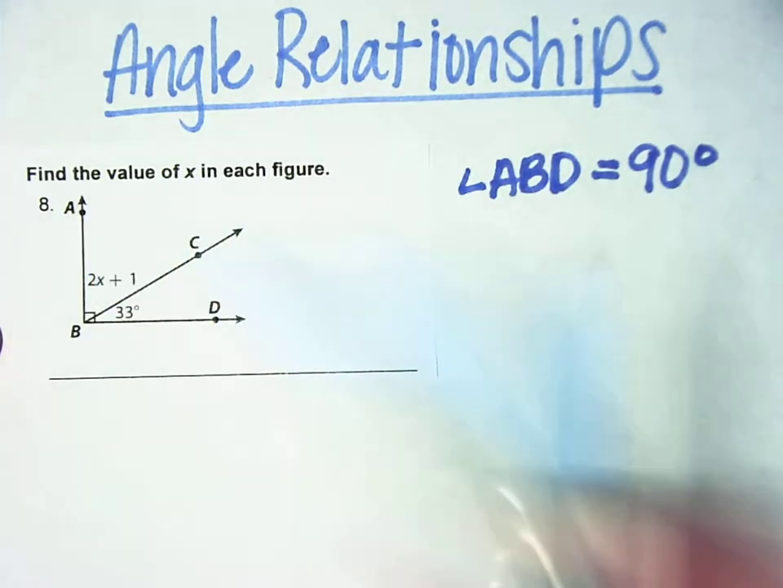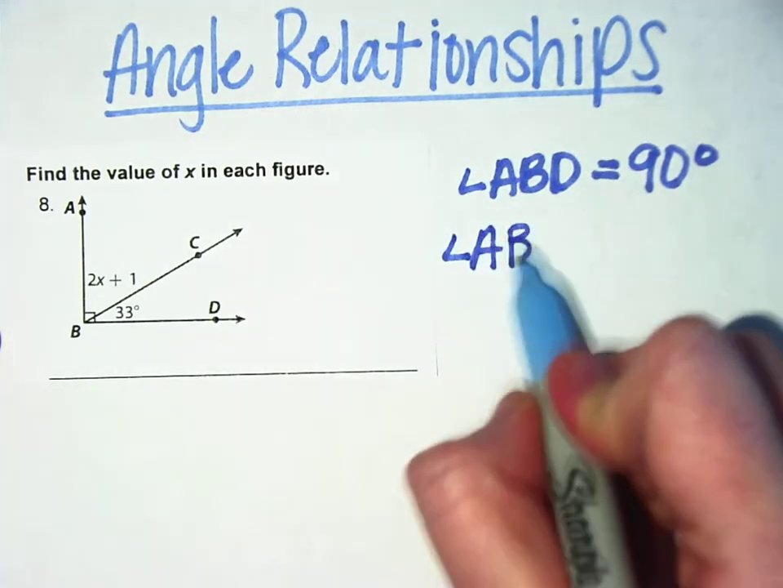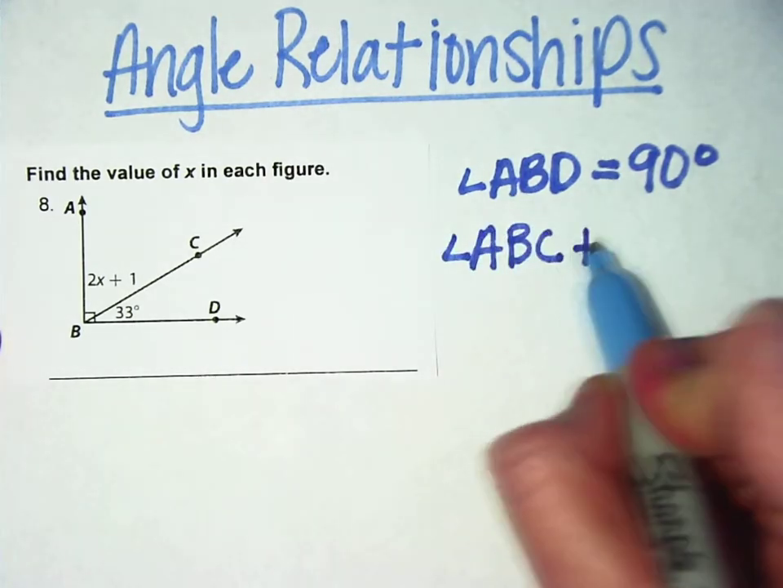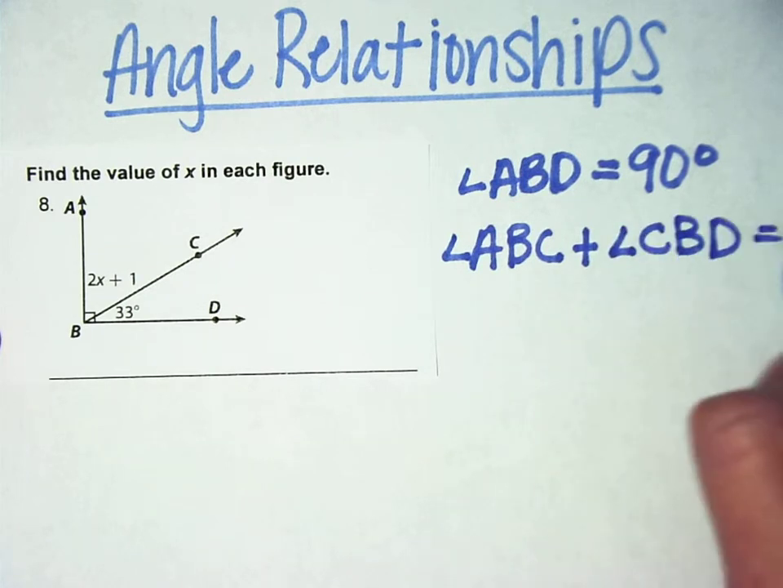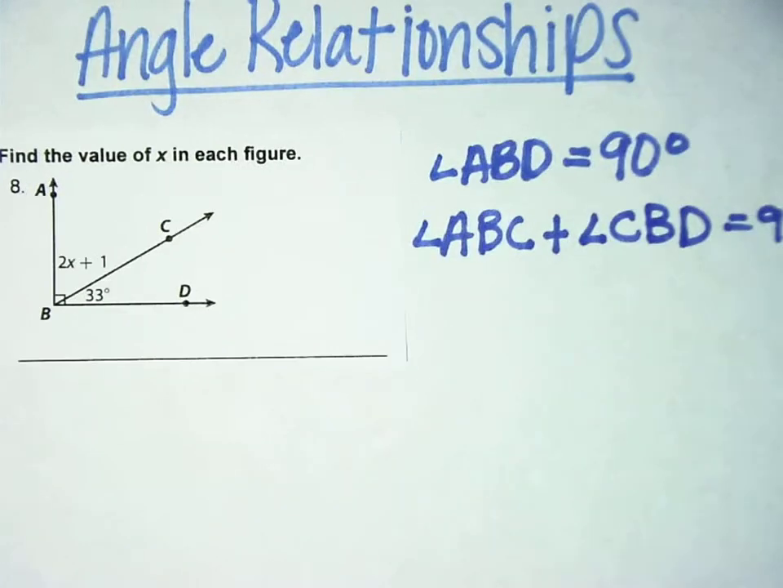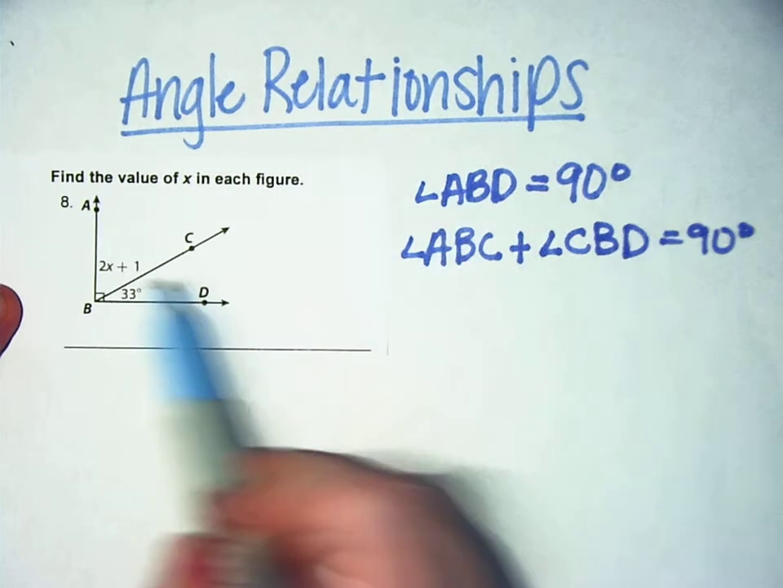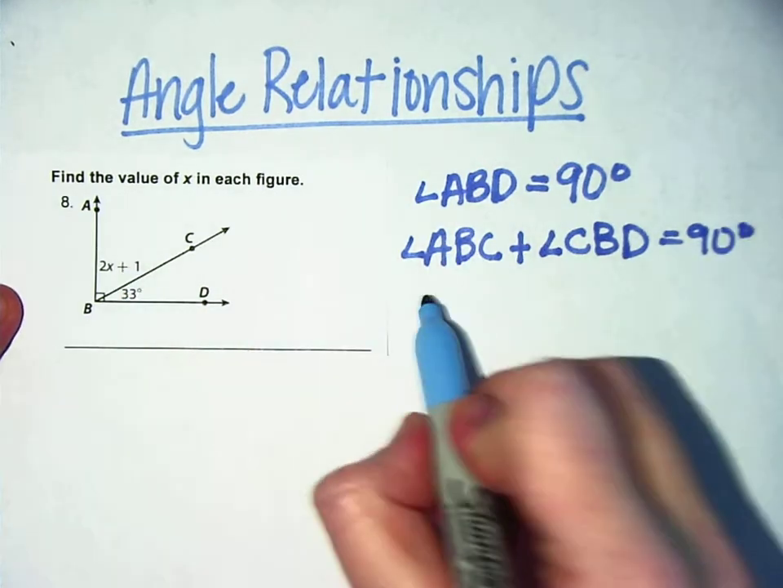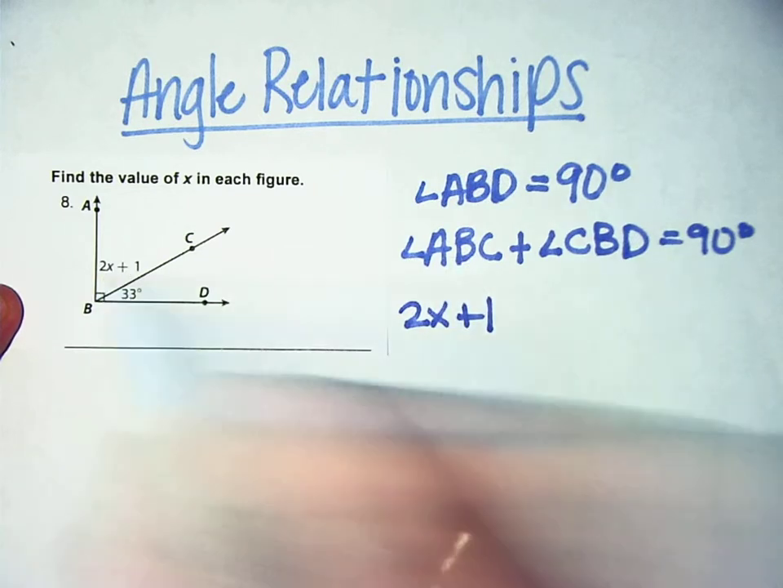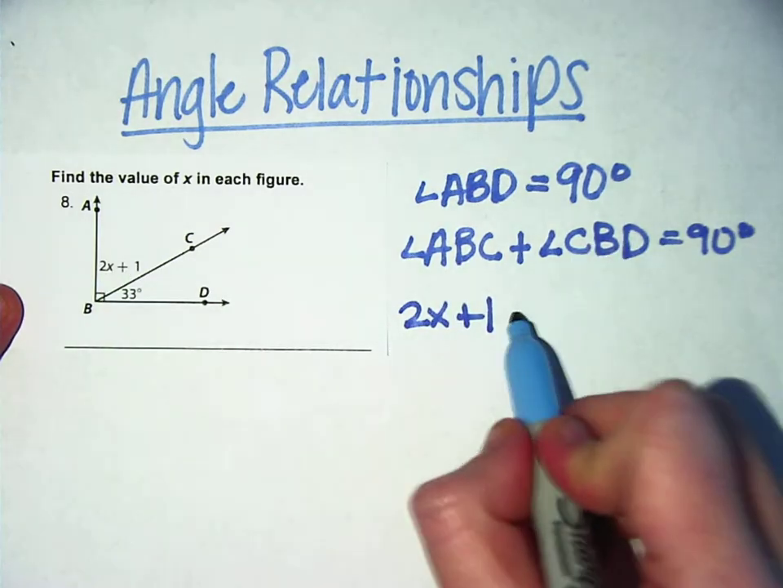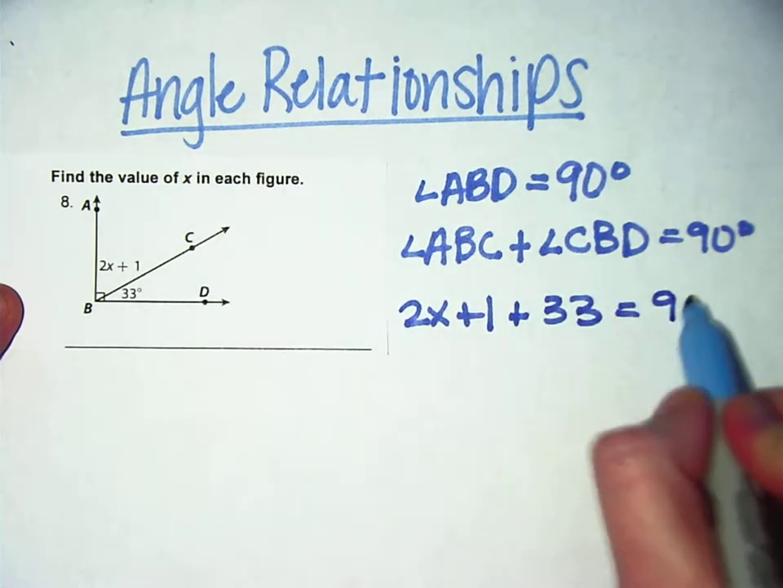So the right angle is made up of two angles, which is angle ABC plus angle CBD to equal the right angle. So what we're going to do is take these values and plug them in. That way we can write an equation. So we have 2x plus 1, because ABC is 2x plus 1, and then CBD is 33. And these together equal 90.